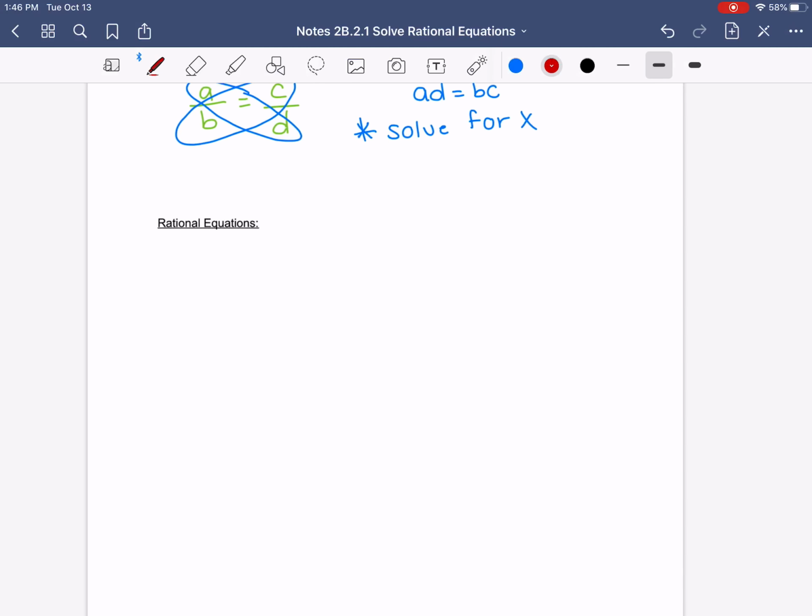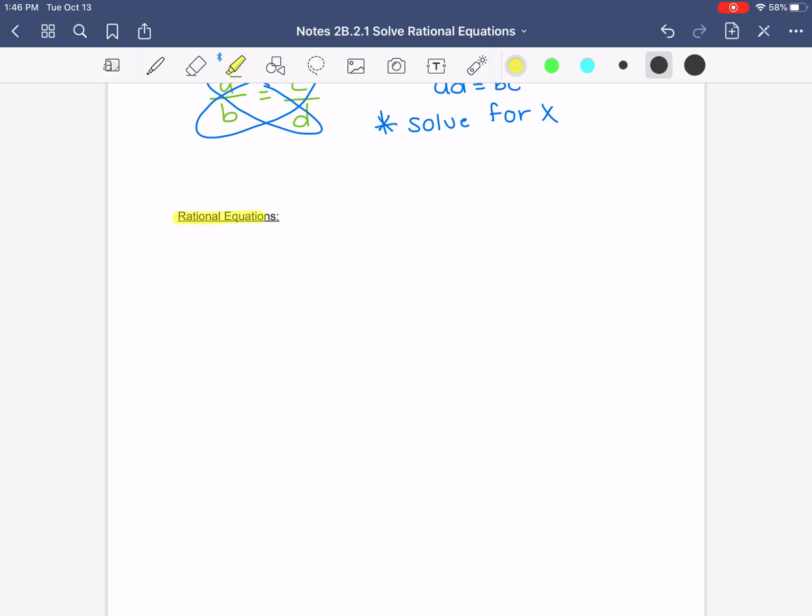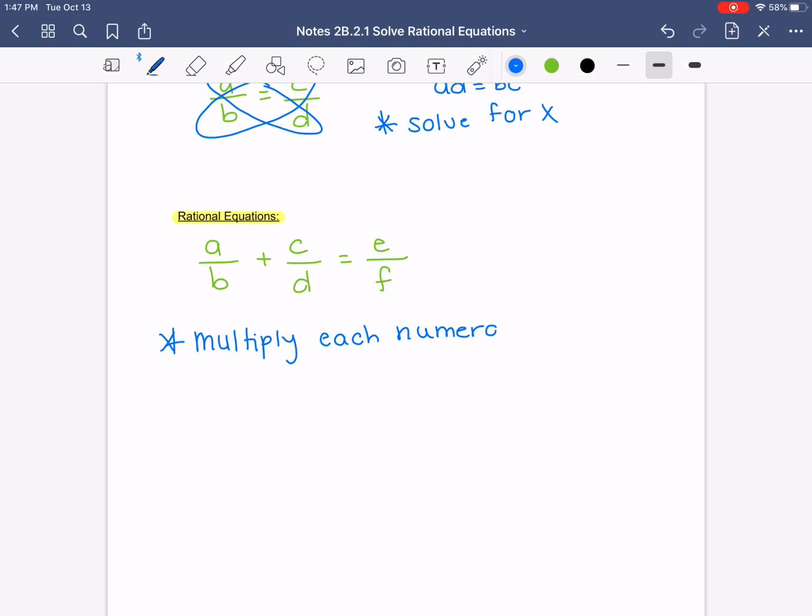Okay, let's talk about rational equations. That one's pretty easy. Proportions is something you've done before. But now we're going to talk about rational equations. These are ones in the form of a over b plus c over d equals e over f. The variables just represent numbers. Here's how you're going to do these problems. You're going to multiply each numerator by all denominators to cancel.